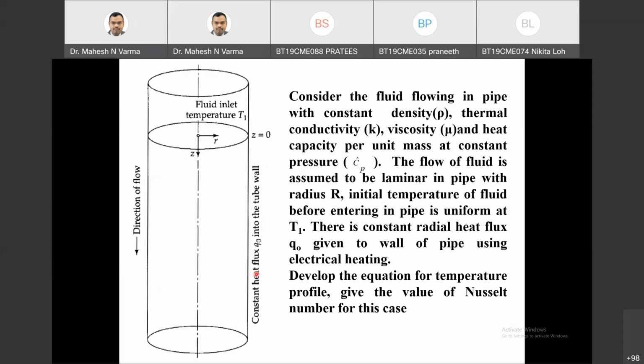Very good. And in what three directions can the temperature change? R, theta, and Z. Variation of temperature in the R direction, variation of temperature in the Z direction, variation of temperature in the theta direction. Like theta symmetry, so no change.